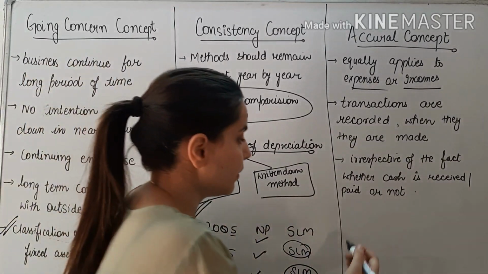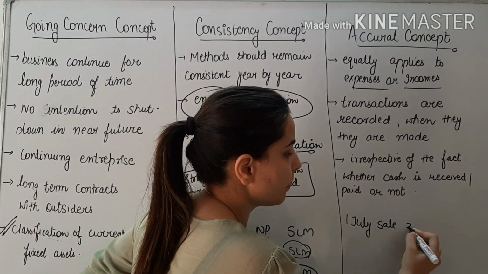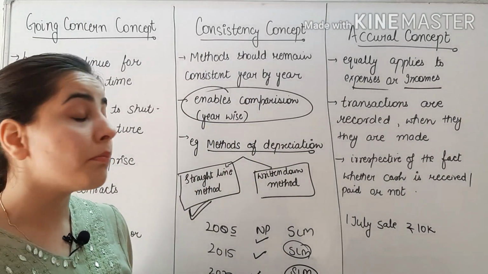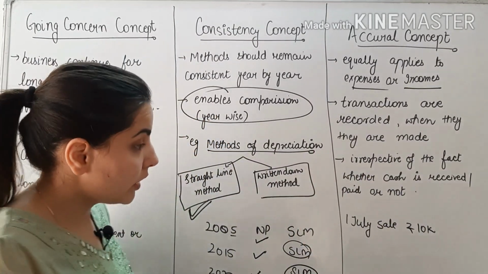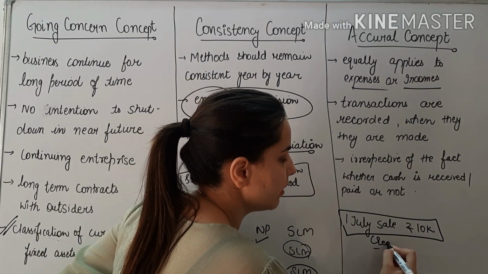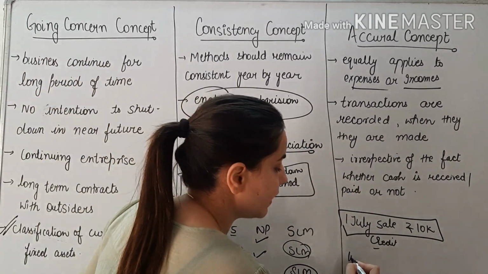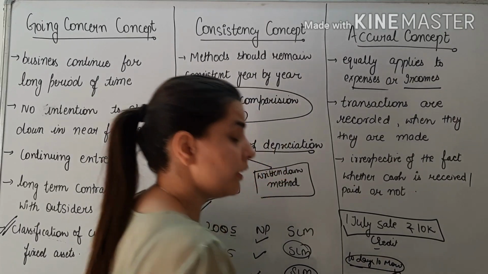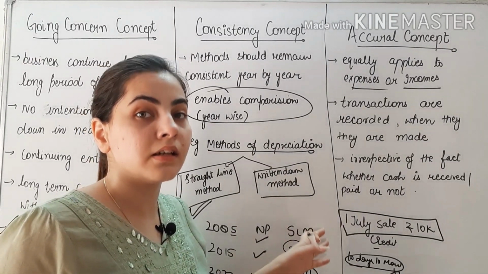Let me give you one example. On 1st July मैंने गुड्स सेल की है ₹10,000 की to a customer. अब मेरी ट्रांजेक्शन हुई है but that customer has not paid me money, so it is my duty to record in books of account on 1st July that I have made a credit sale of 10,000. अगर उस debtor ने मुझे after 10 days या after 10 months पैसे दिए हैं, मैं तब जाके एंट्री रिकॉर्ड नहीं करूँगी. मैं आज ही एंट्री रिकॉर्ड कर लूँगी कि मैंने उसको क्रेडिट सेल्स दिया है.